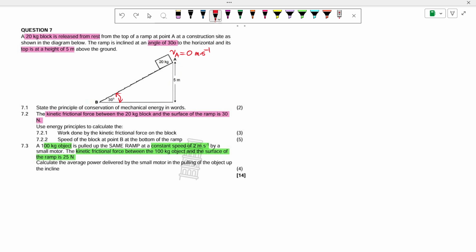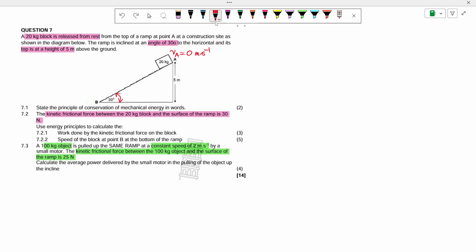But let's move on. The conservation of mechanical energy. Who remembers this definition in words? Yes, Lisedi. The total linear mechanical energy in an isolated system remains constant. Yep, that's good. That is correct. So the total linear mechanical energy in an isolated system remains constant or is conserved. As long as you have the keywords there, you're good.